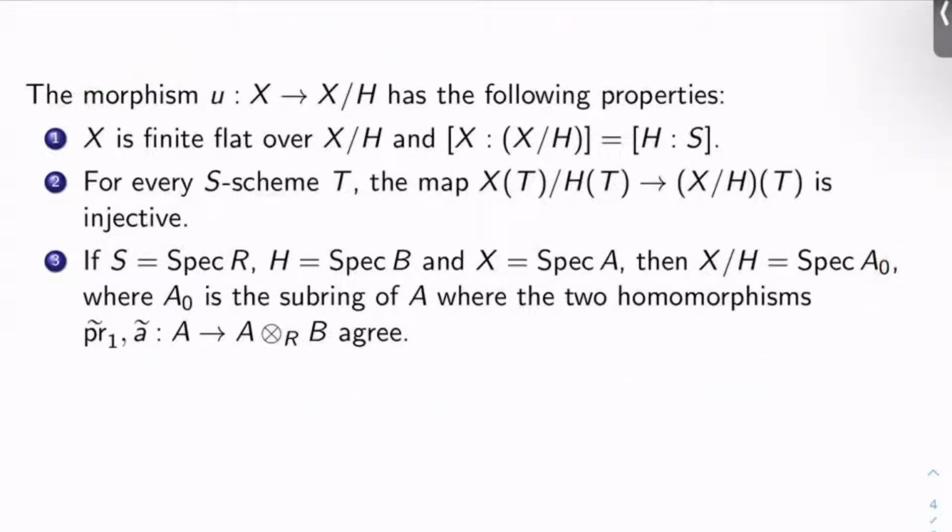Okay, and I couldn't fit this on the last slide, but this is also part of the theorem. The morphism U from X to X mod H has the following three properties. First of all, X is finite flat over X mod H. And the order of X over X mod H is the same thing as the order of H over S, which is great. Also, for every S scheme T, the canonical map from X of T mod H of T to (X mod H) of T is injective, as it should be.